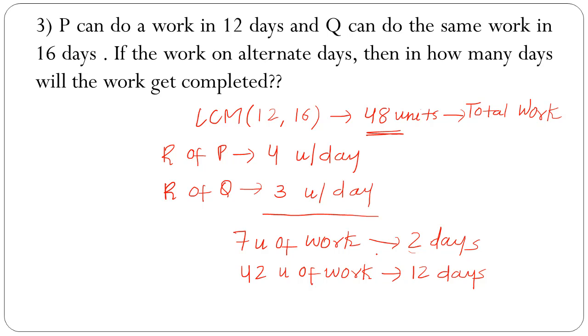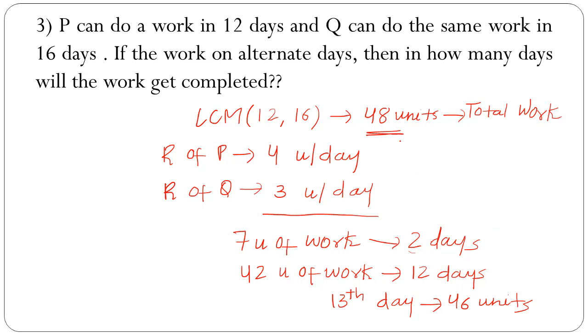Now next is the turn of P to do the work, right? So P will complete 4 units in the next day. So on the 13th day, P will complete another 4 units, which will be 46 units, right? So by the time it's 13 days, we have completed 46 units of work.